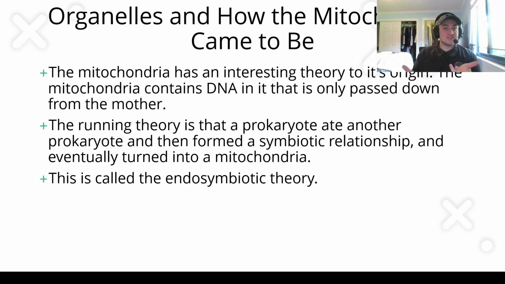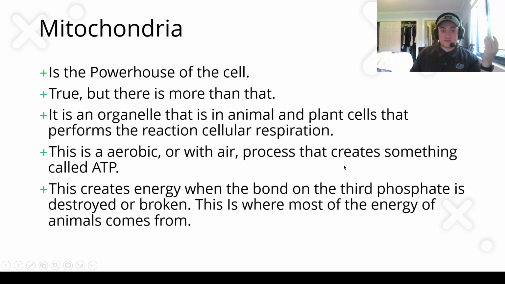It was a mutualistic one, where the bigger prokaryote would eat something, and the prokaryote inside would digest it and share that energy with the bigger one, while the bigger one gave it protection from the other prokaryotes. This is how the mitochondria came to be, because, fun fact, the mitochondria contains DNA that is only passed down from your mother, not your father. So next we're going to look at the mitochondria, powerhouse of the cell.